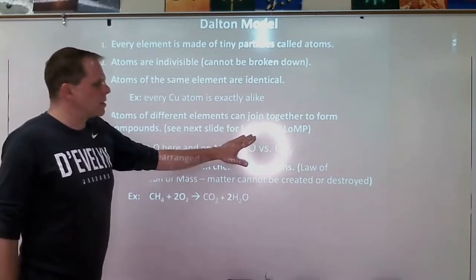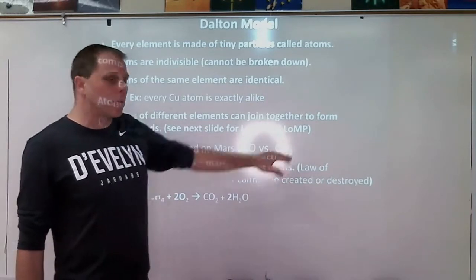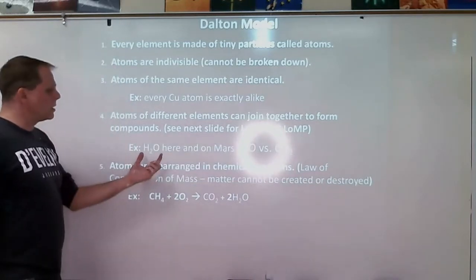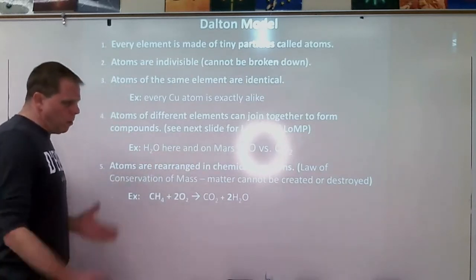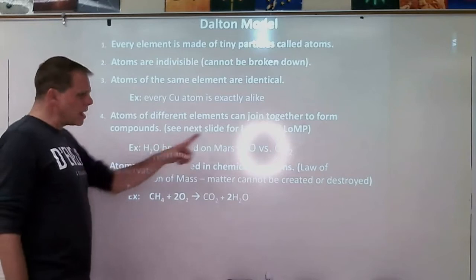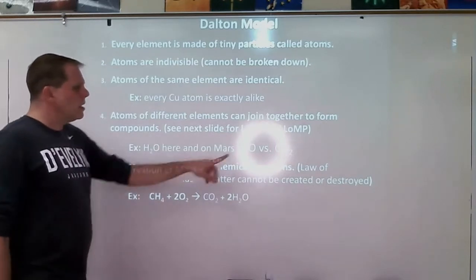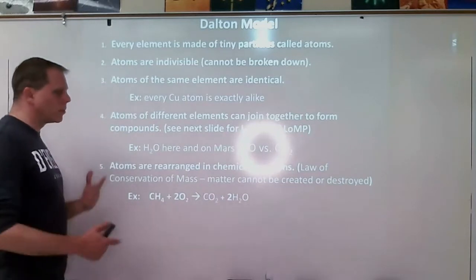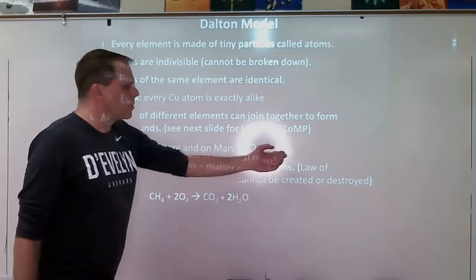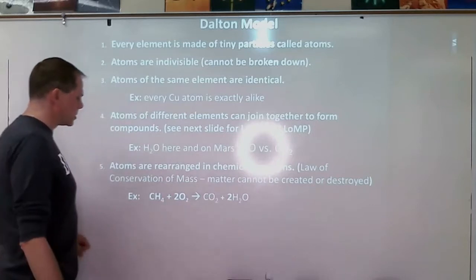Then we have a couple different theories here, law of definite proportions, law of multiple proportions we're going to talk about. So basically, H2O here on Earth is going to be the same as H2O on Mars. They're exactly the same. That's the law of definite proportions. And CO and CO2 are always made of the same mixture of whole number ratios of the carbons and the oxygens. That's the law of multiple proportions.